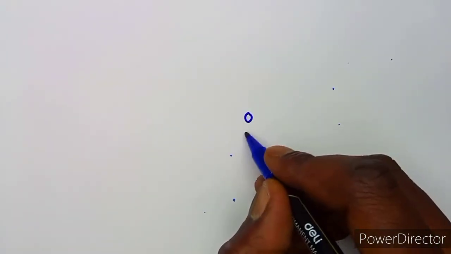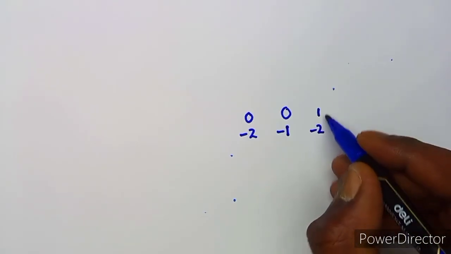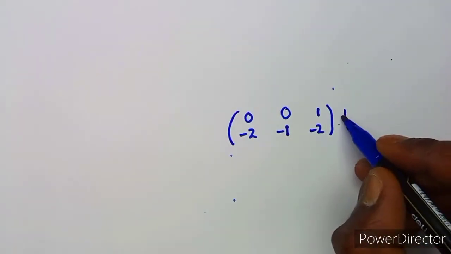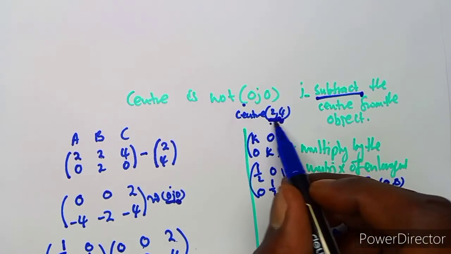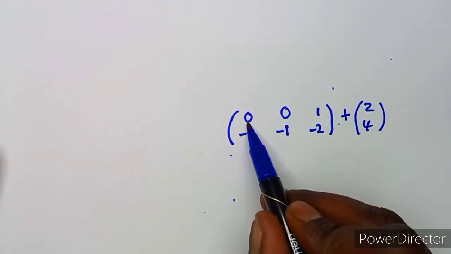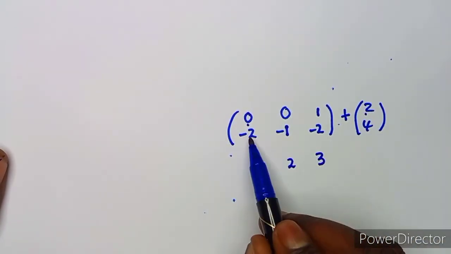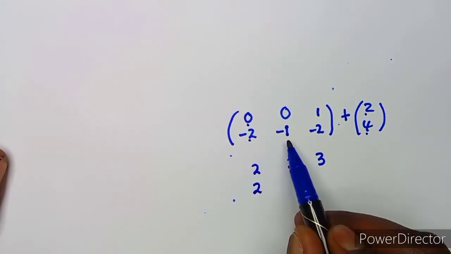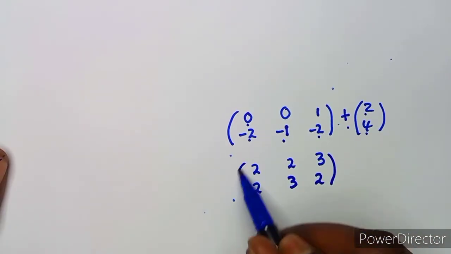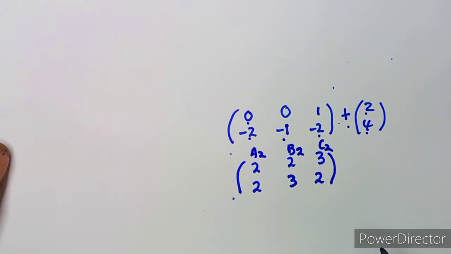We are going to add our center to these coordinates, which represent our image at 0 0. So this is our image at 0 0, but we are going to add the center 2 4, the center that you subtracted. So the moment I add this center, it is going to be 2 here, 2 again, 1 and 2, that's 3. So you add: minus 2 plus 4, that's 2, minus 1 plus 4, that's 3, minus 2 plus 4, that's 2. So this is now the image, which is our A2, B2, and C2. That is your image now.